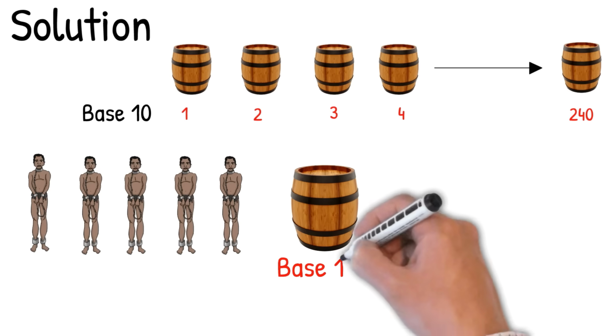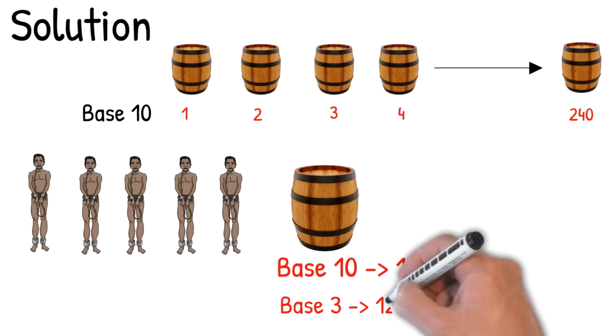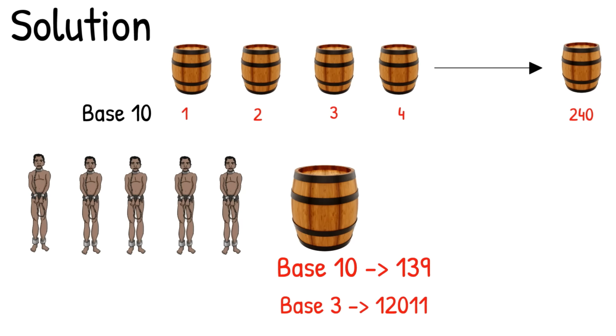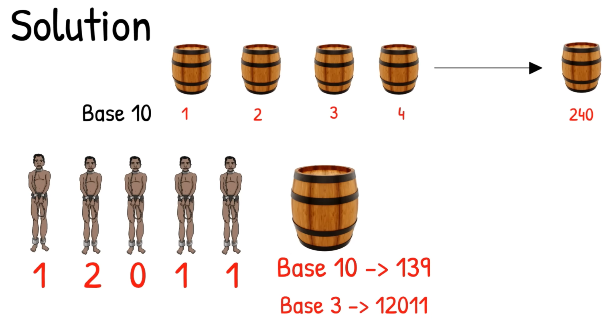Here the barrel number is 139, represented in base 10, and its equivalent base 3 representation is 1, 2, 0, 1, 1. You can use an online calculator or any other calculation method to convert the number from base 10 to base 3. Here, if you observe carefully, the third digit is 0, so don't feed slave 3 from this barrel. The logic is simple.